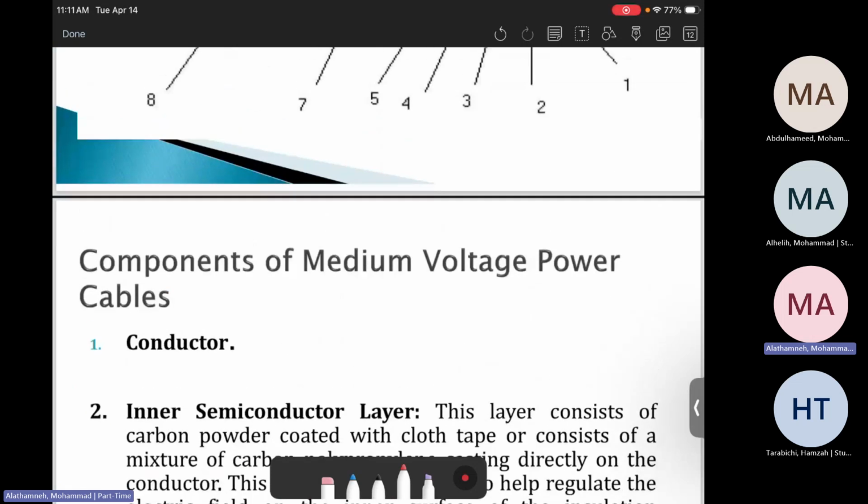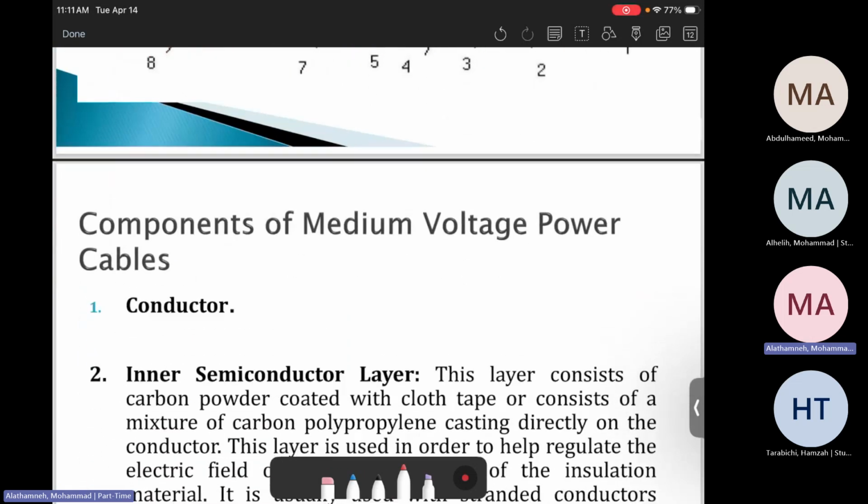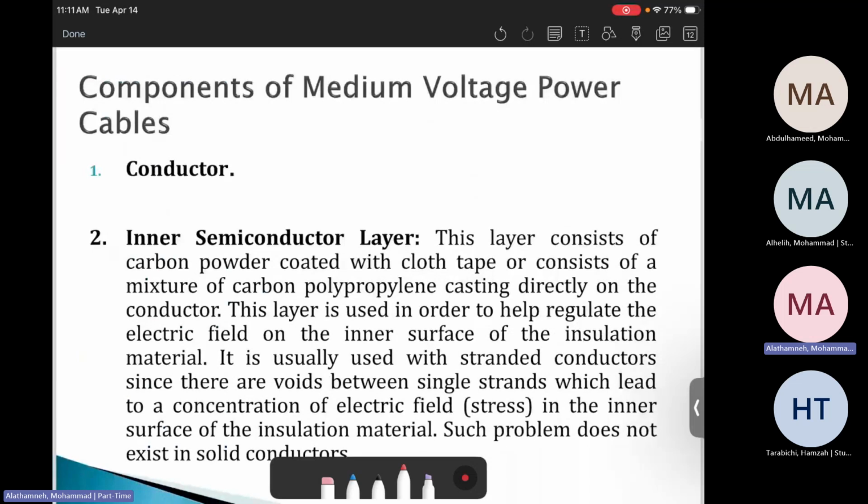Number 1, the conductor. As we said, the conductor must be stranded. Then number 2, the inner semiconductor material. This layer consists of carbon powder coated with cloth tape, or a mixture of carbon and polypropylene cast directly onto the conductor. This layer helps regulate the electric field on the inner surface of the insulation material. Why? Because in the past, with low voltage, the electric field was neglected, but here the electric field really matters for us.